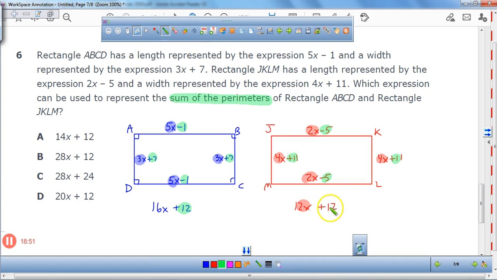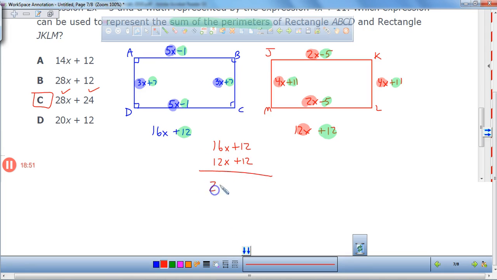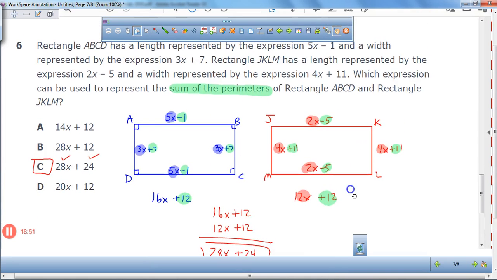Now you can use the calculator if you need help calculating. And then we just add our variables together. 16x plus 12x is a total of 28x, and 12 plus 12 is 24. That's why the answer is C. If you added 16x plus 12 and 12x plus 12, x's go with x's, constants go with constants. And it's as simple as that. So all we do is basically just add like terms. That was it. Okay.